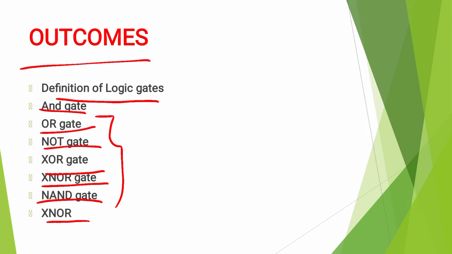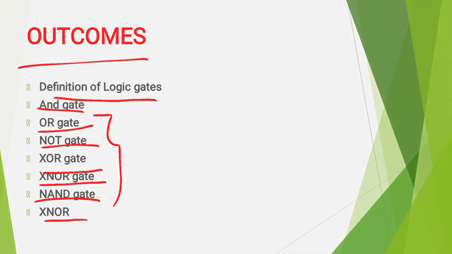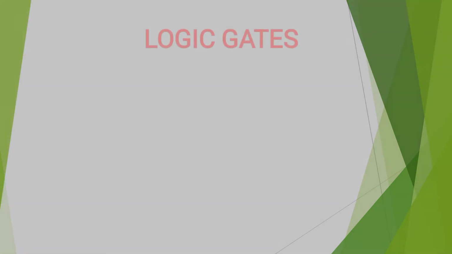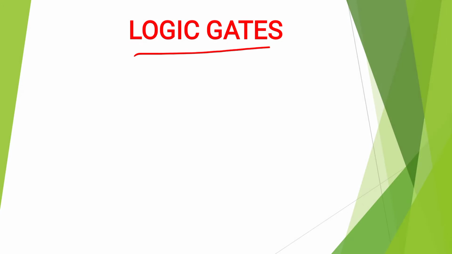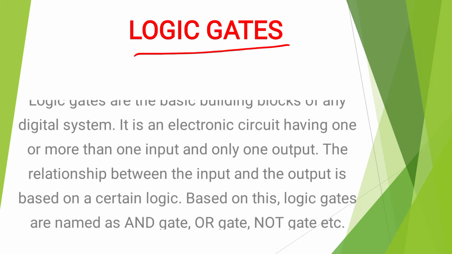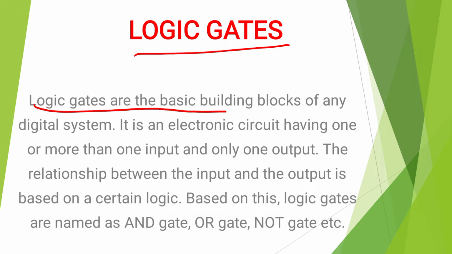Okay, first let's see what logic gates are. Logic gates are very useful in order to design digital systems because they are used to perform logical operations. Let's see the definition for logic gates. Logic gates are the building blocks of any digital system. In order to make any digital system, these are the basic building blocks.